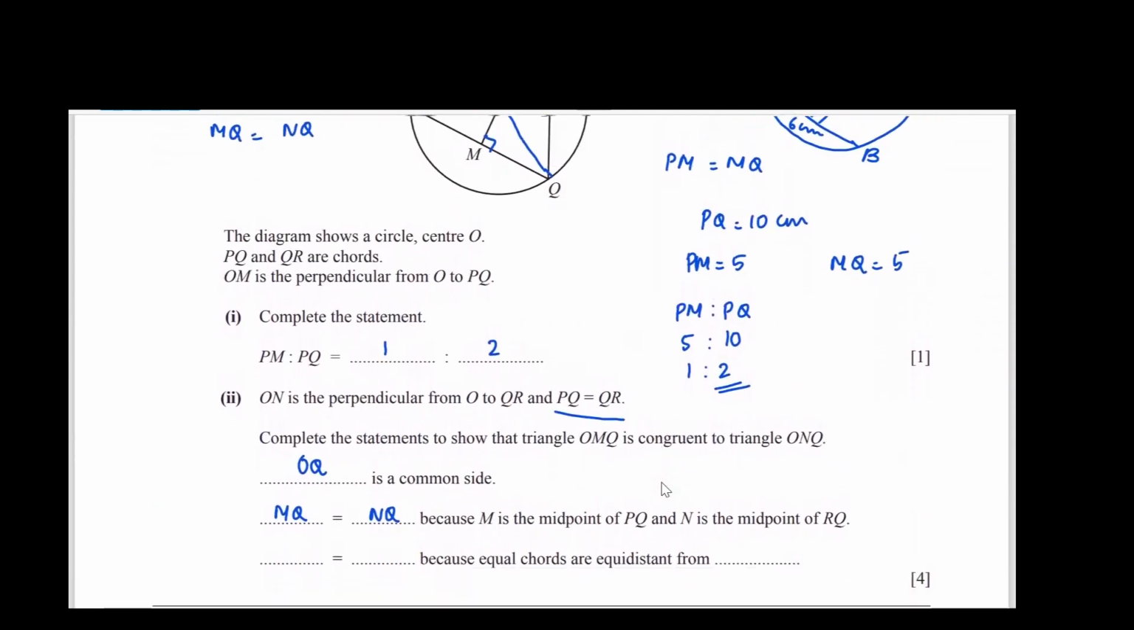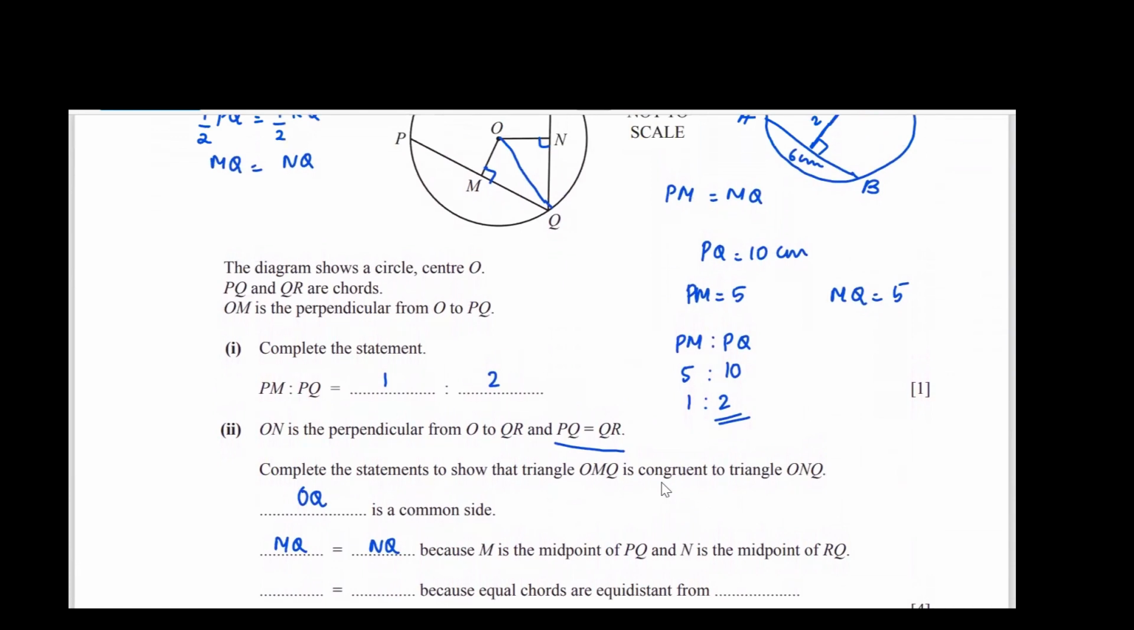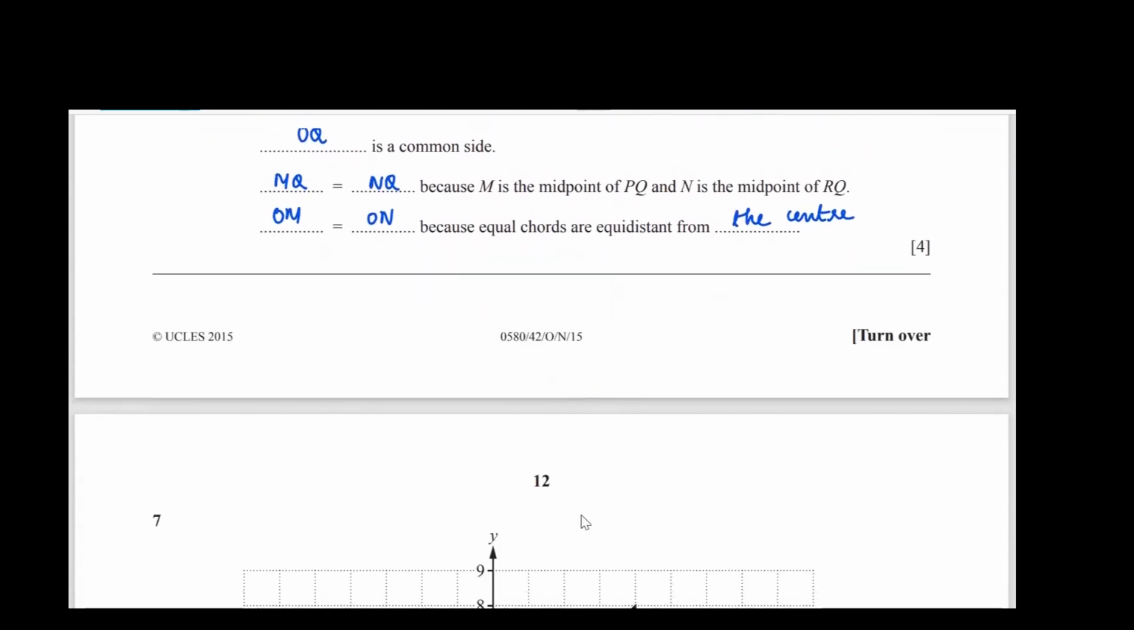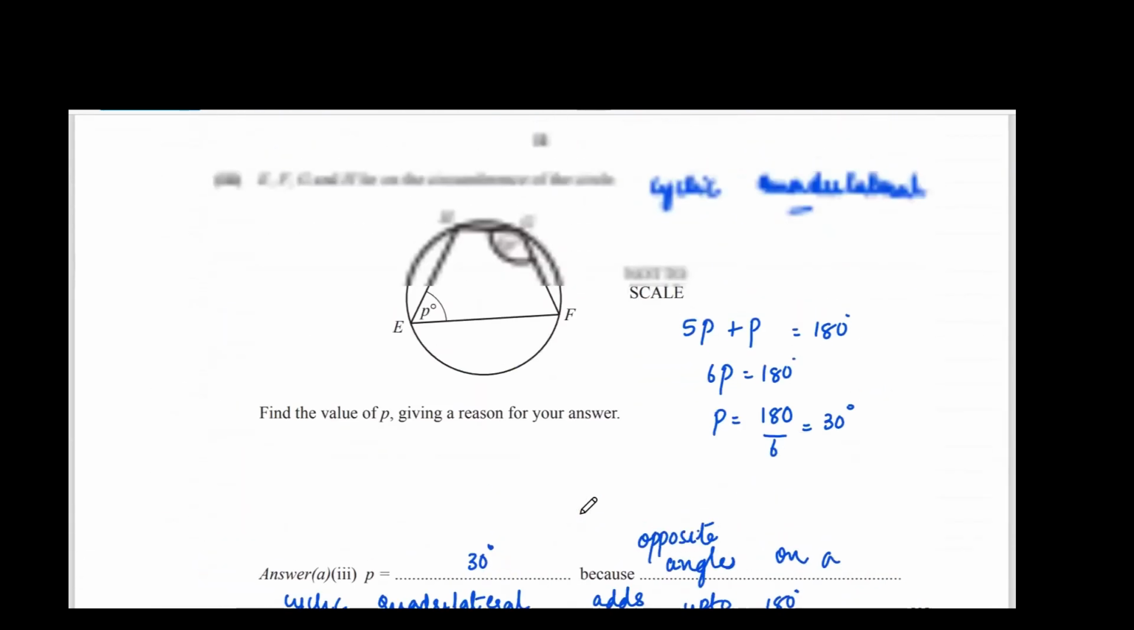OM is equal to ON because it's given that PQ and QR are equal chords, and equal chords are equidistant from the center. That circle theorem, you need to know that. So that's all. Question number 6. It was a circle theorem question.